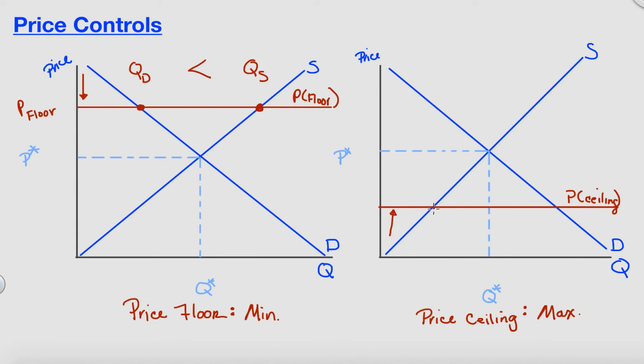Okay. Over here, if we look at where the price ceiling intersects with the supply curve, that's obviously going to be our quantity supplied. And where it intersects with the demand curve, this is going to be our quantity demanded. And now we can see that the quantity demanded is going to be much larger than the quantity supplied. So we are going to have a shortage over here. Okay? In the next video, we'll go over each of these in detail.